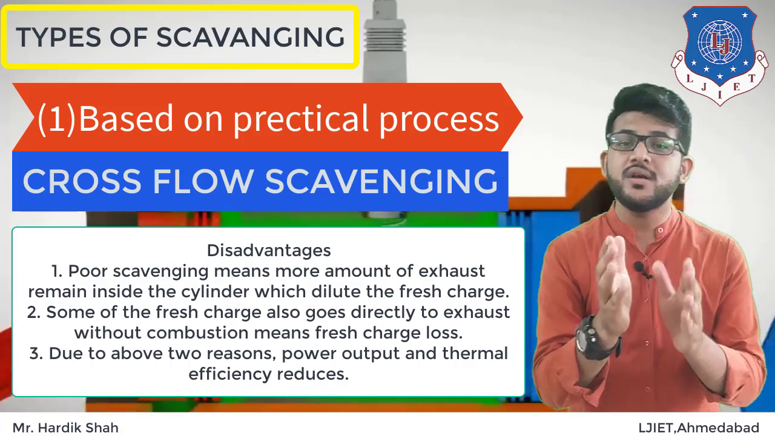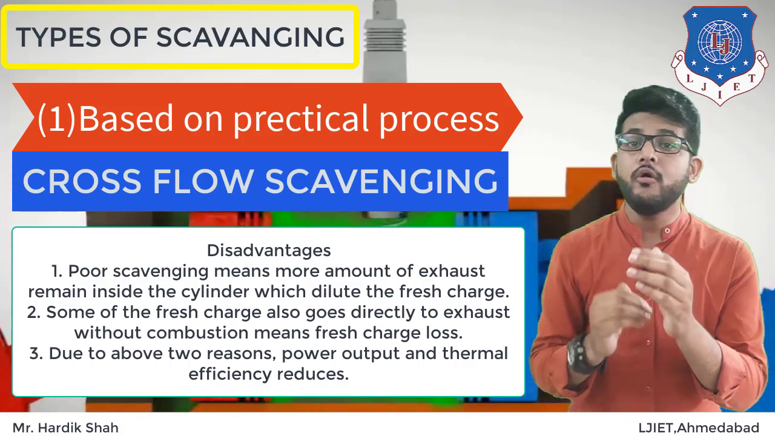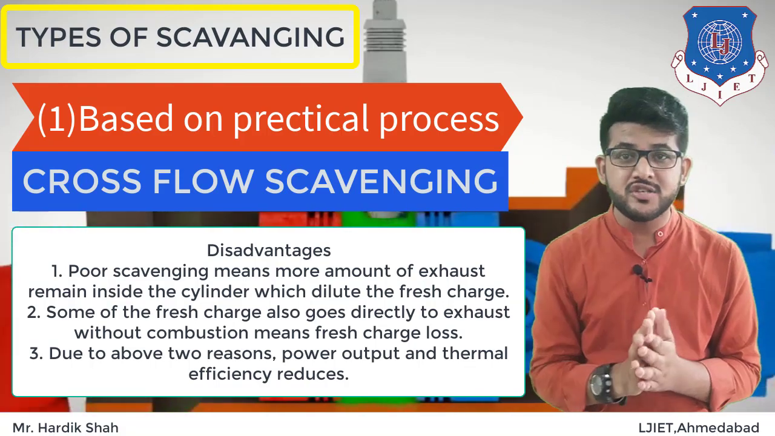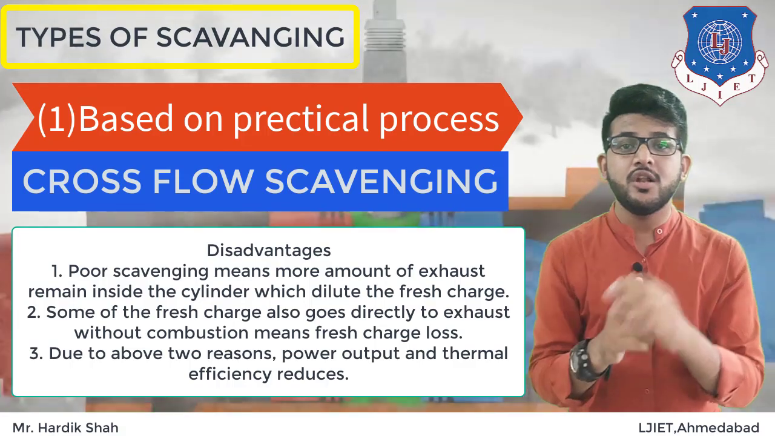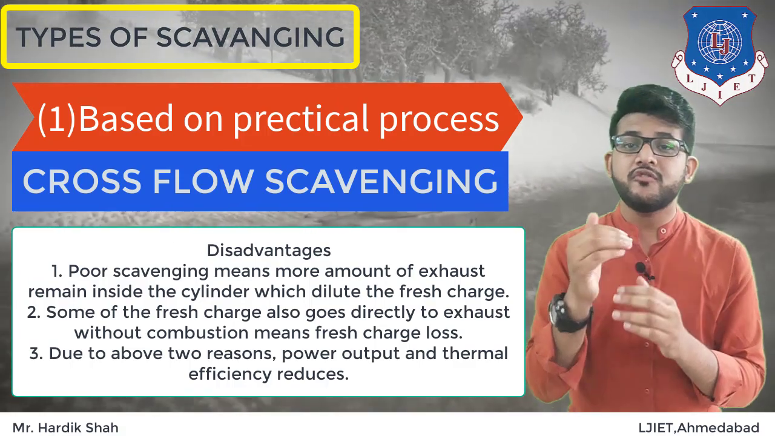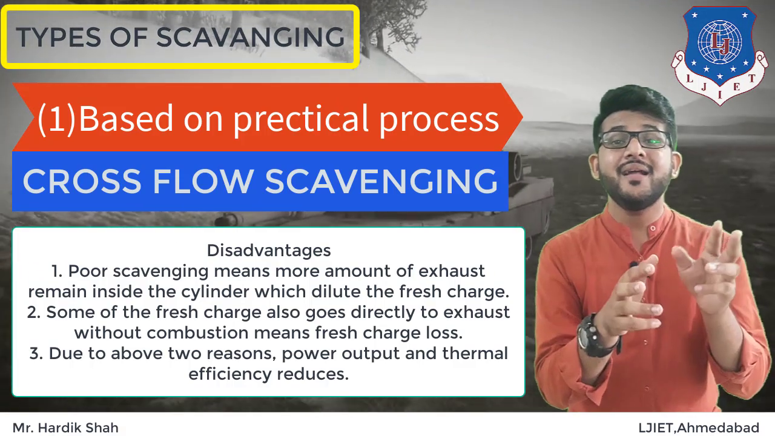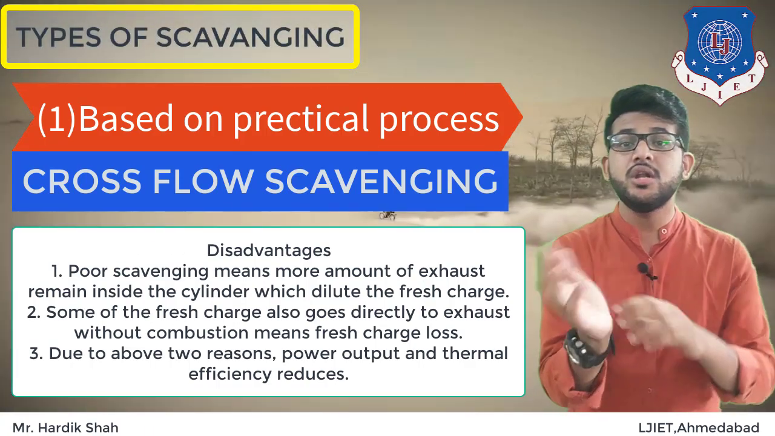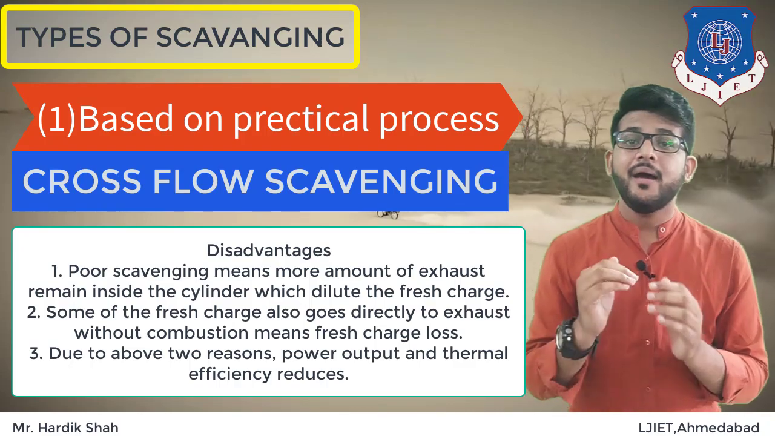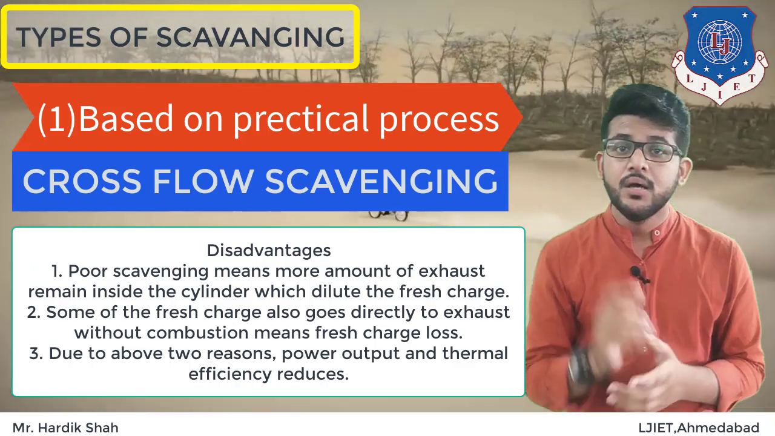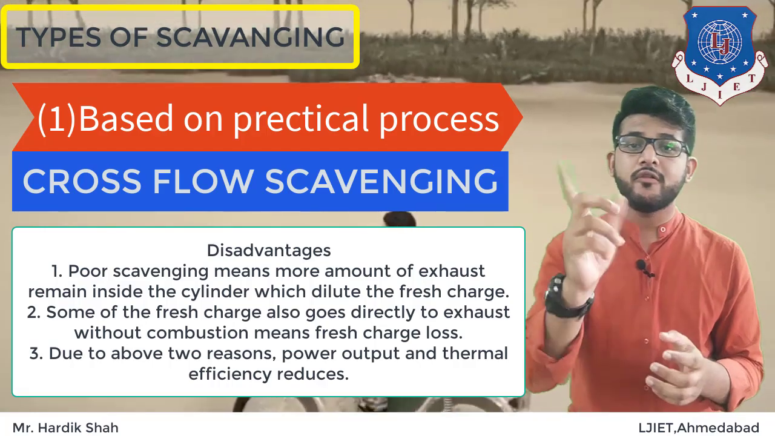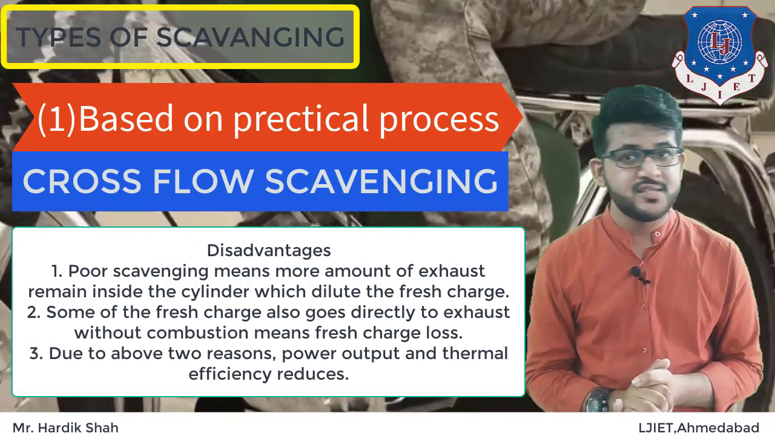First one is poor scavenging, meaning a larger amount of exhaust remains inside the cylinder, which will dilute the fresh charge. So total combustion will not occur. Now some of the fresh charge also goes directly to the exhaust without combustion, meaning fresh charge is lost from the combustion chamber. Due to these two reasons, the power output and the thermal efficiency reduce. So that was the cross flow scavenging disadvantages.